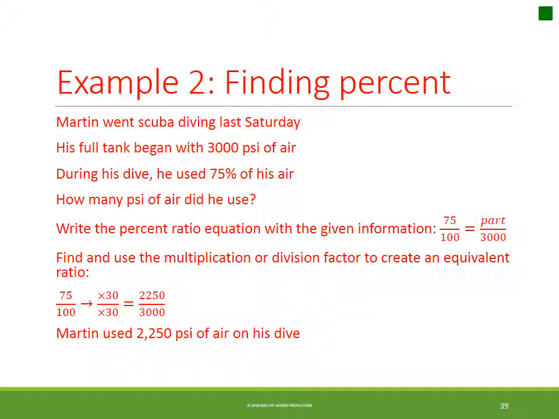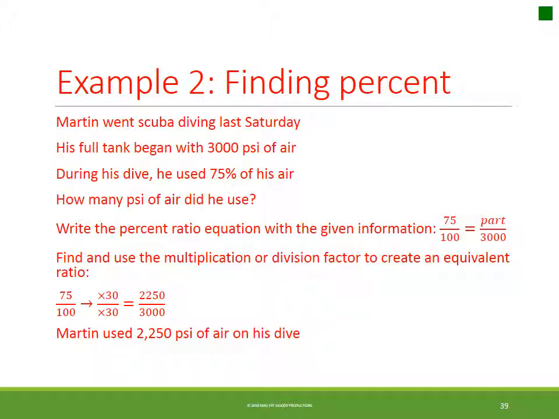Instead, I have to use the percent. I know my 75% can be written as 75 out of 100. That's what percent means. And since I now have an original ratio with part and whole, 75 out of 100, I can use that to create an equivalent ratio. I know 3,000 is my whole because, again, I have this word here, full tank. And so I know I'm going from 100, which is my whole of the percent, to 3,000.